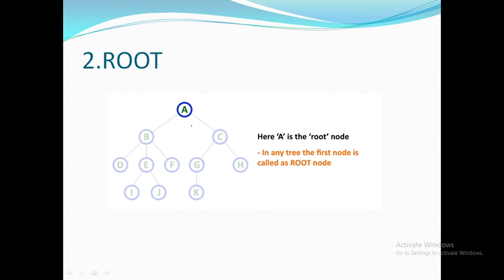So any tree has only one root node; there are no multiple root nodes. For example, in this example, A is the root node. We are already discussing that the first node itself is called the root. In this diagram, A is the first node. That's why we call A the root node.